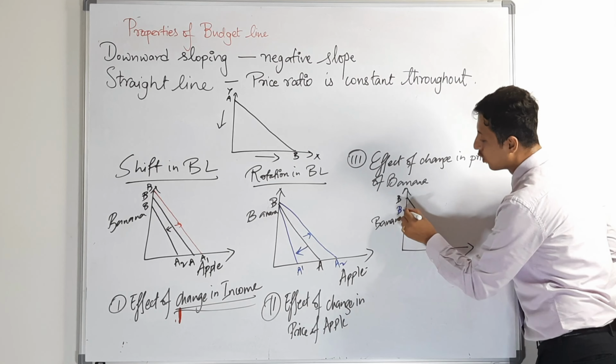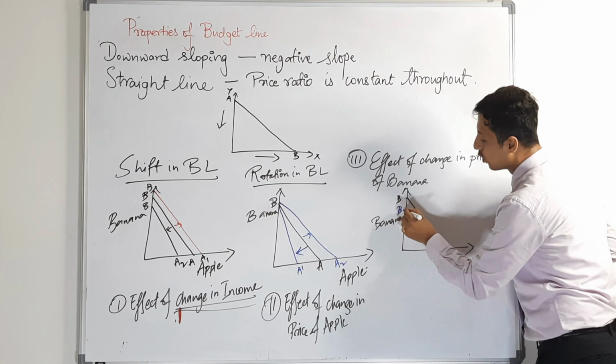Now let me conclude and summarize this briefly. Properties of the budget line: it is downward sloping because of the inverse relationship. It is a straight line because the price ratio is constant throughout, since the market rate of exchange is constant as the prices remain the same. Then we saw the shift in the budget line, how a change in income affects it. An increase in income shifts it towards the right, a decrease in income shifts it towards the left.